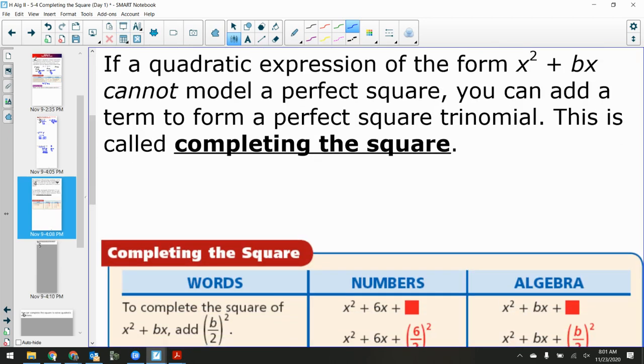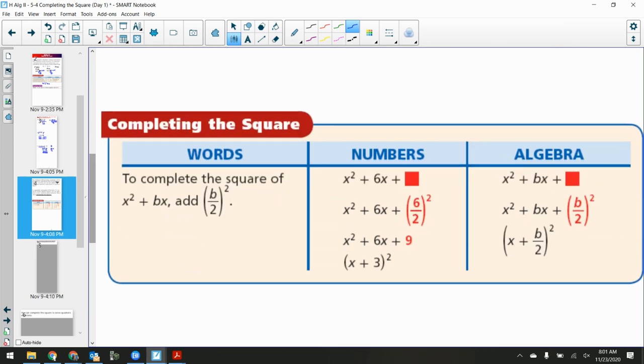If a quadratic expression of the form x squared plus bx is not a perfect square, you can add a term to form a perfect square trinomial. This is called completing the square. I think this is on the top of the back page, right? Yeah. So this is completing the square. Notice that I only have two terms here, x squared plus bx.